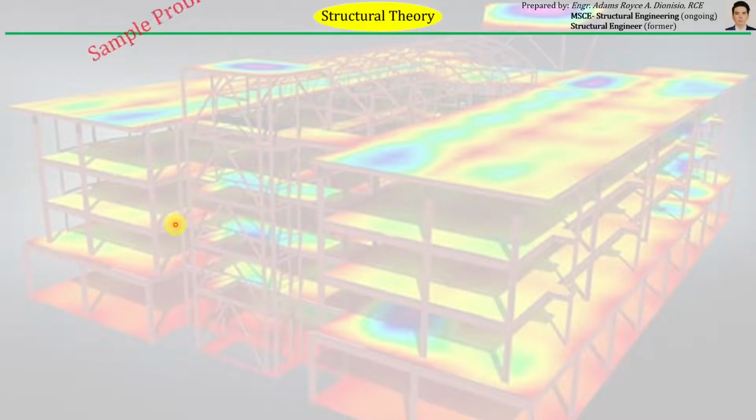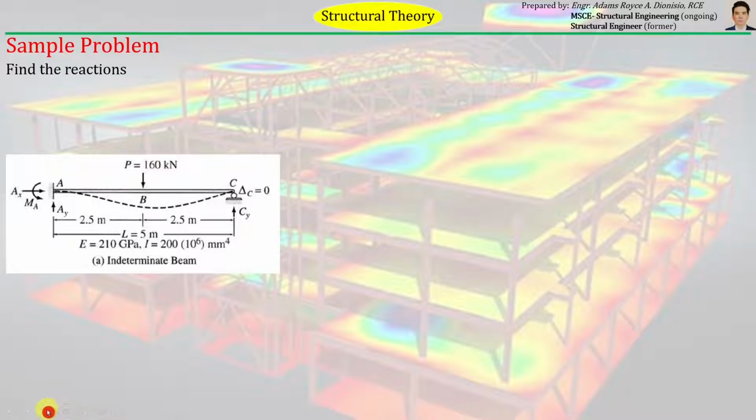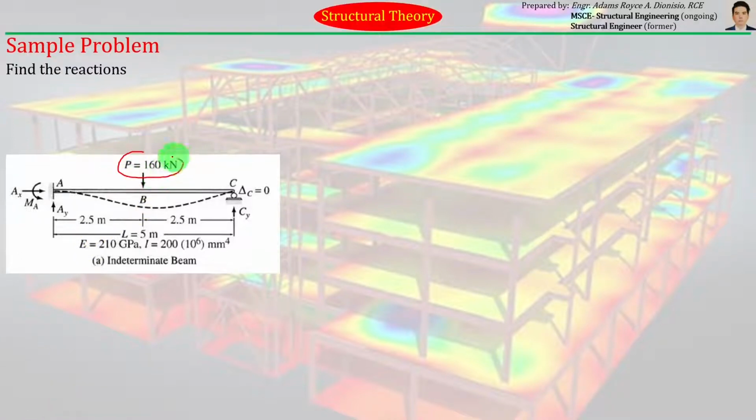So we still have some other sample problem here, similar to the problem a while ago. So we have here a prop beam again. We also have a prop beam here, but the load is just a concentrated load, 160 kilonewton, located at the midspan of the beam.